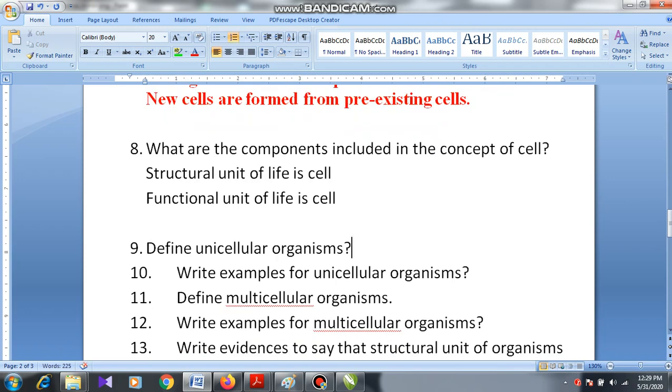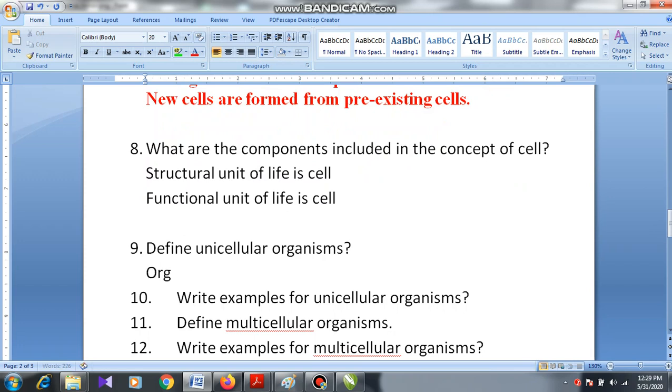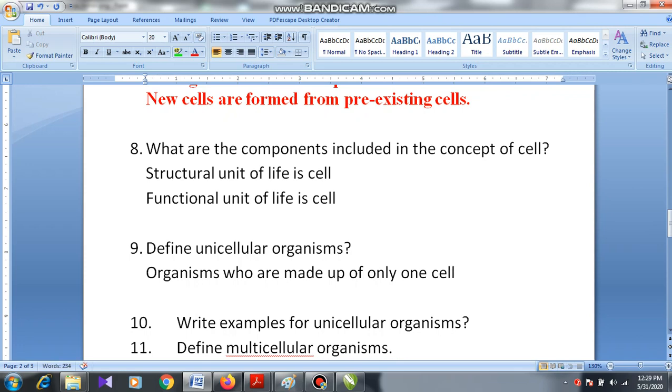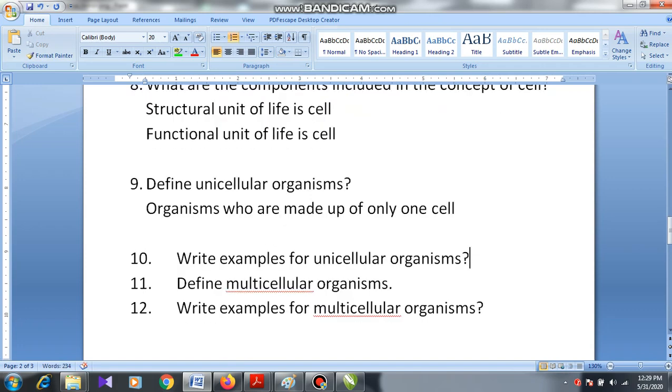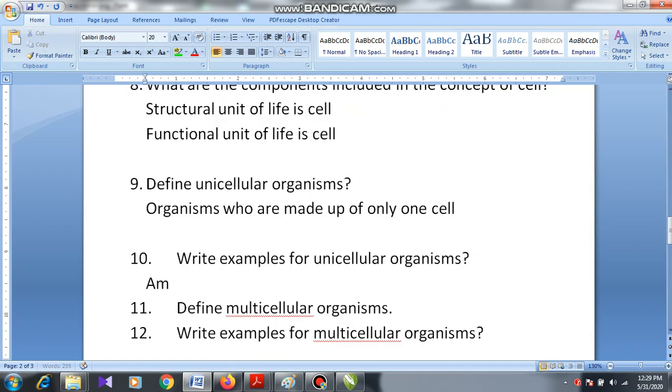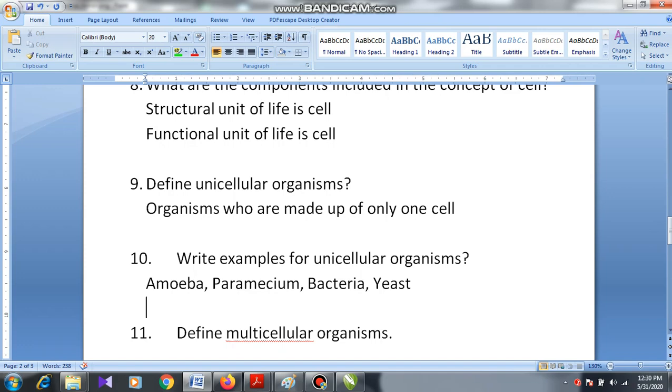Next: define unicellular organisms. Very simple. Organisms whose bodies are made up of only one cell are unicellular organisms. Who are the examples of unicellular organisms? Amoeba. If you have heard about these names in your lower grades, you are really lucky. Paramecium, bacteria, yeast, all these are unicellular organisms.